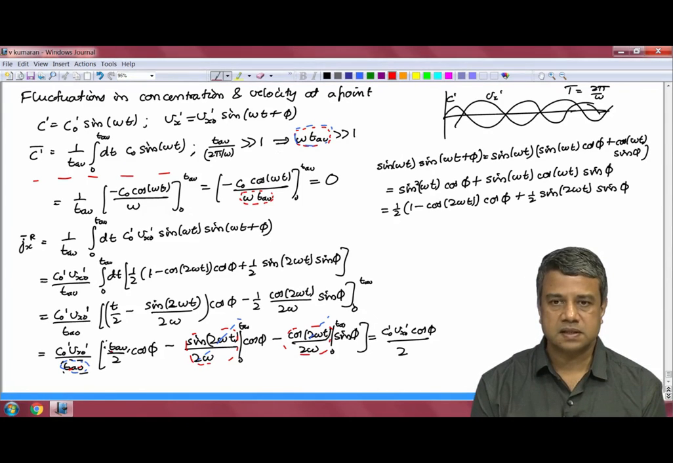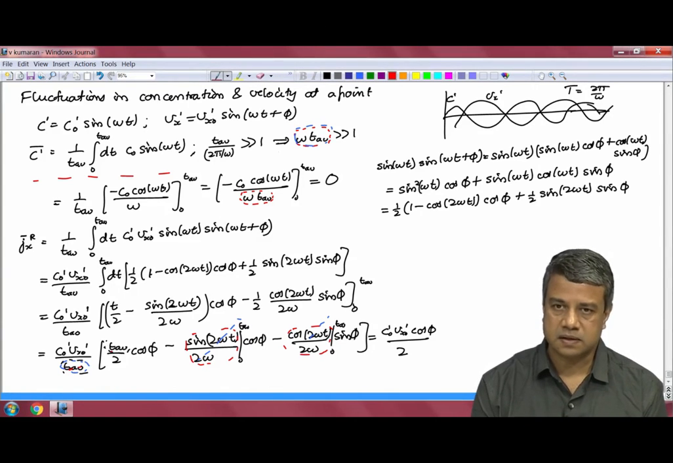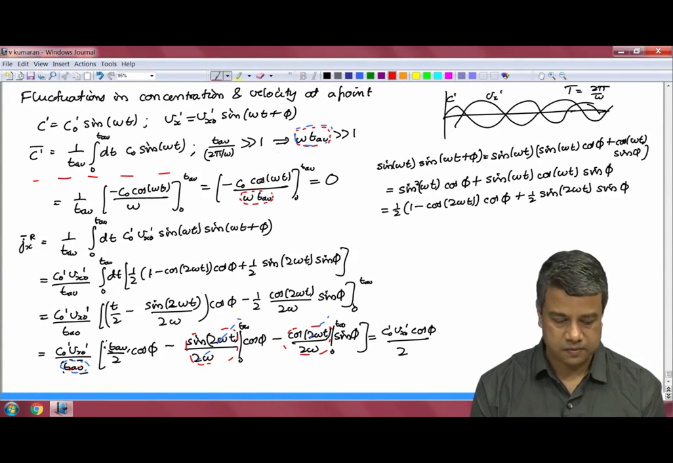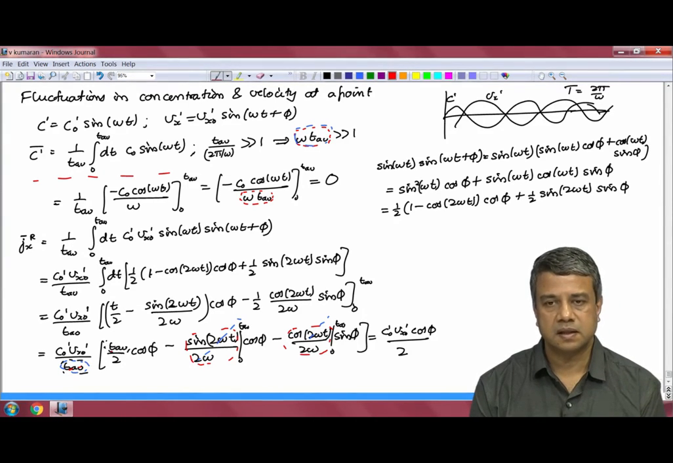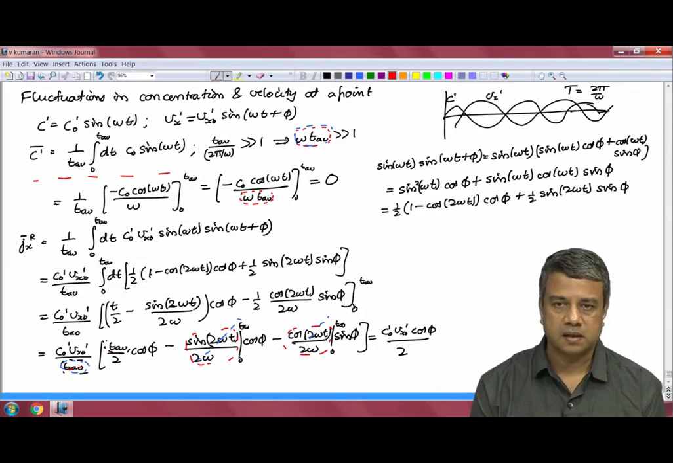So, this is just a simple illustration of how you can get a non-zero flux, even though the fluctuation velocity and concentration average out to 0. I will continue this a little bit in the next lecture, and then I will complete by considering dispersion in a packed bed and Taylor dispersion, and then we will go on to unidirectional transport.